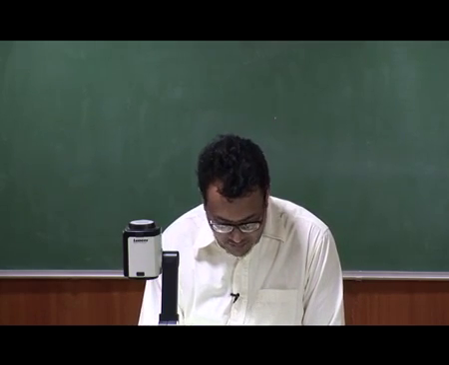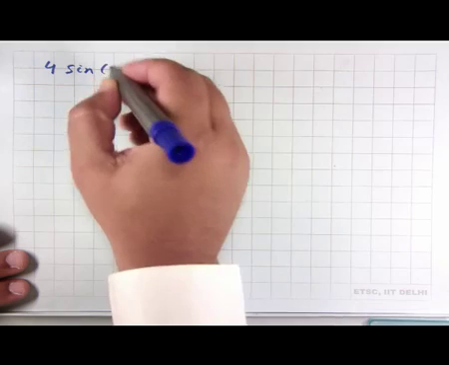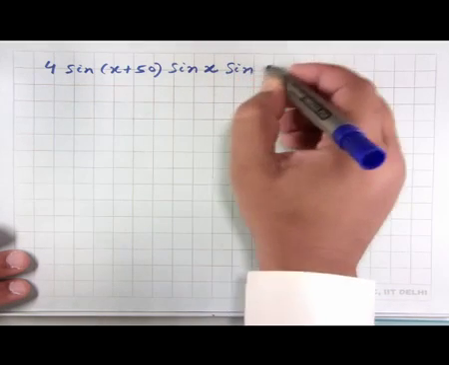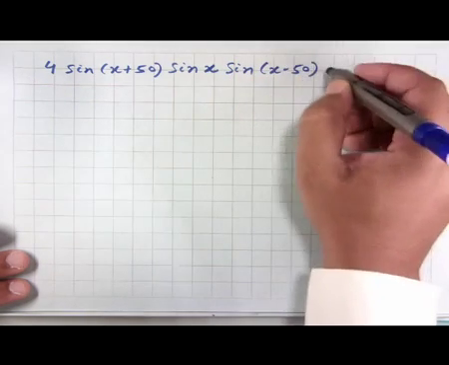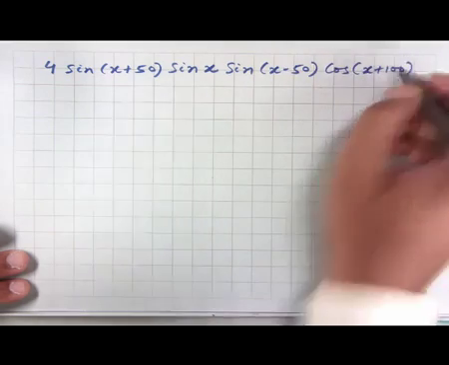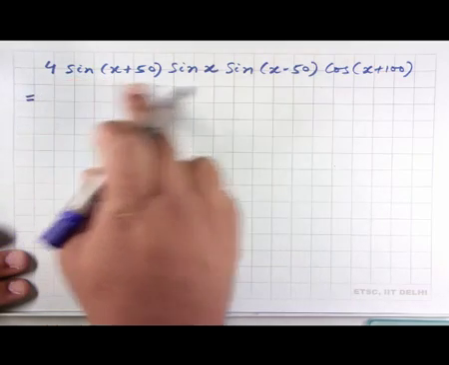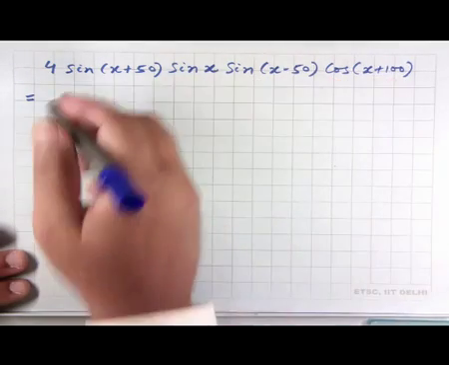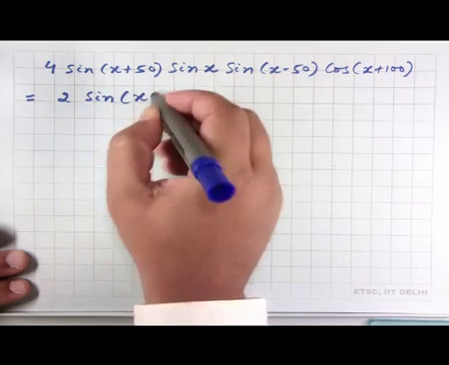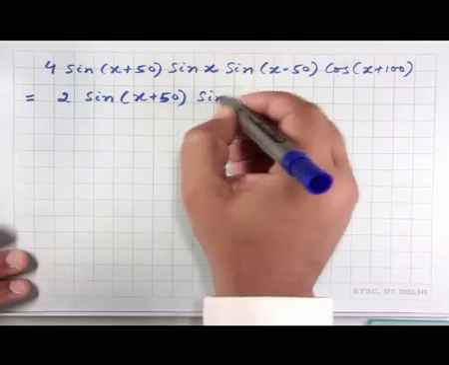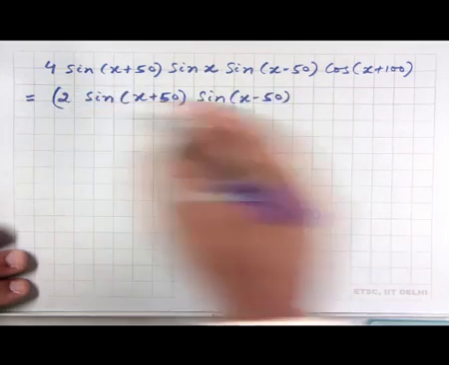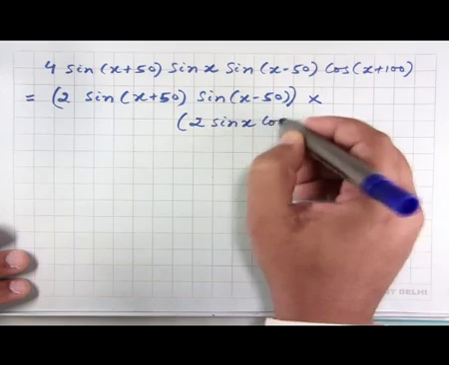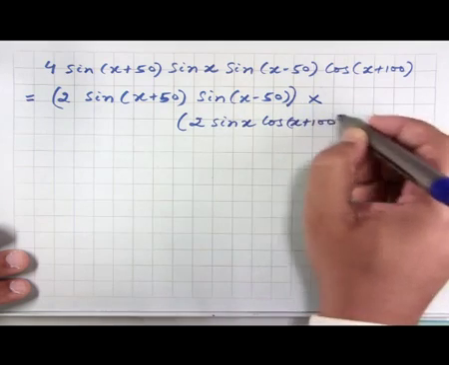So on the right hand side we had 4 into sine x plus 50 times sine x minus 50 times sine x times cos of x plus 100, and here we will combine sin x plus 50 with sin x minus 50 and sin x with cos x plus 100. So it becomes 2 sin x plus 50 into sin x minus 50 times 2 sin x cos x plus 100.